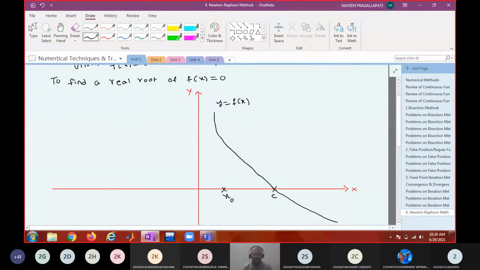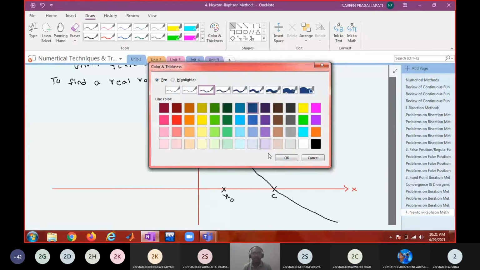Okay, so when this is x naught, what is the point on this curve called? It is x naught comma f of x naught. Do you agree? Yes, sir. Now at this point what you do, you draw the tangent to the curve and see where the tangent is crossing the x-axis. That is going to be your next approximation.